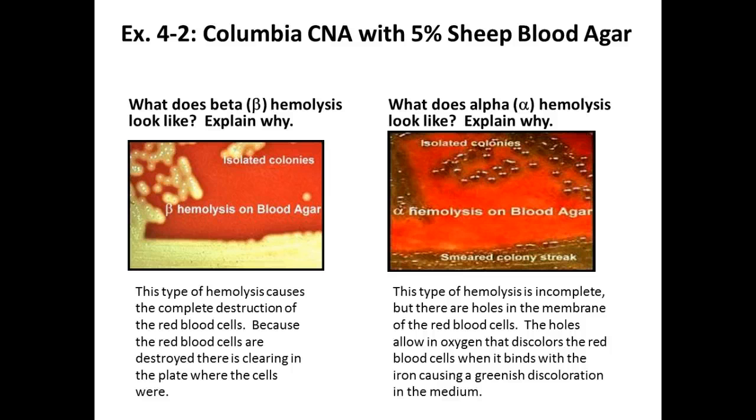So did you guys see that 1? Definitely has a greenish tinge, definitely seems like the red blood cells have been lysed. The difference with that is alpha is not complete hemolysis like you see with beta. It's what we call incomplete. It's actually poking holes in the red blood cells. And when it does that, it allows oxygen to get in, and it causes this greenish discolorization to that plate.